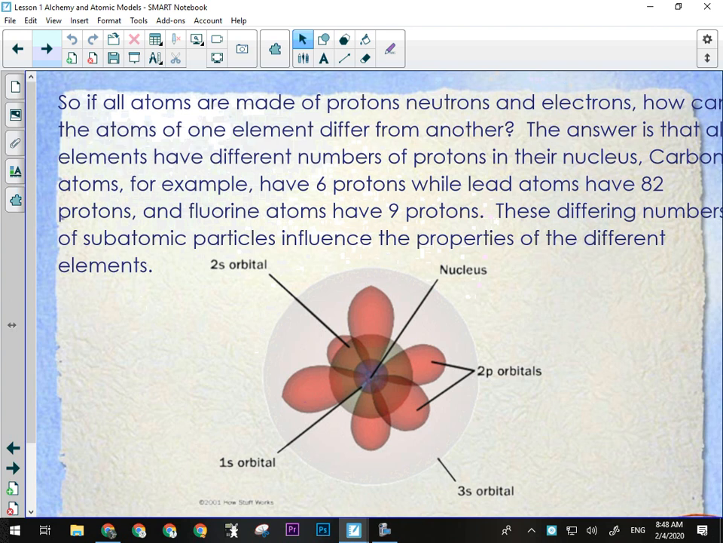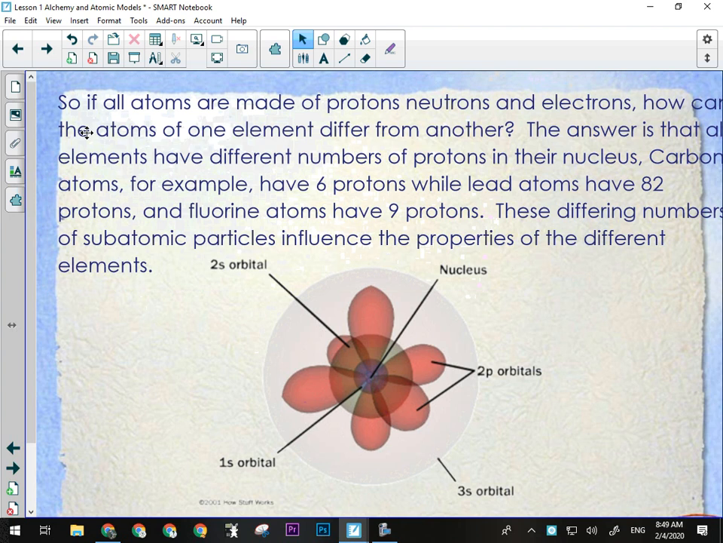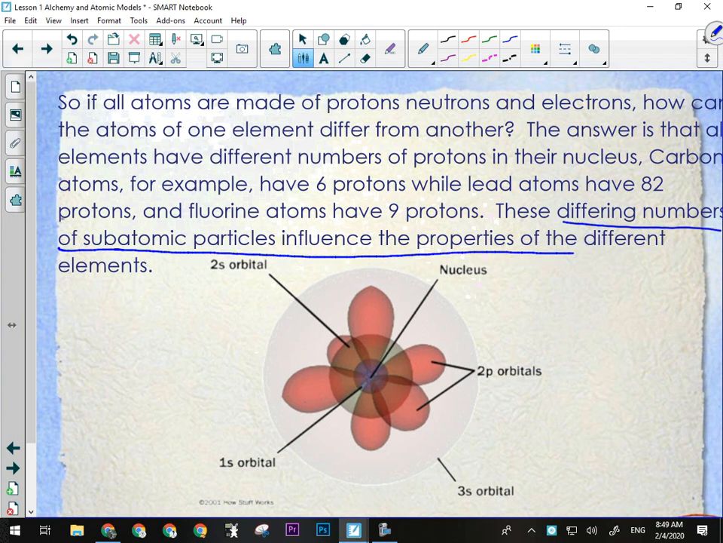Okay, so all atoms are made of the same things. All atoms are made of protons and neutrons and electrons, but obviously all elements are different. And the thing we need to remember here is that all elements are different because all elements have different numbers of protons. It is the number of protons that determines the characteristics of the atom. So differing numbers of subatomic particles influence the properties of the different elements.